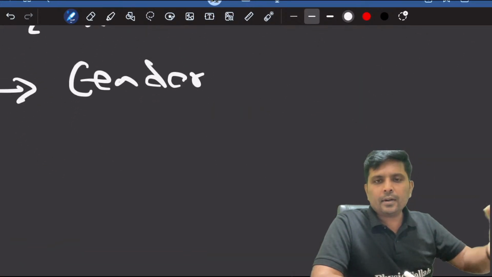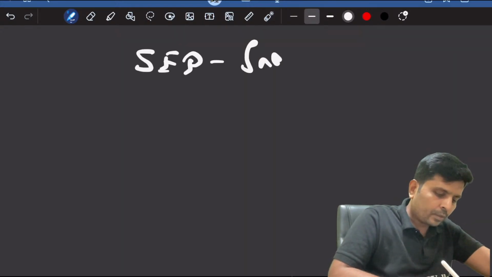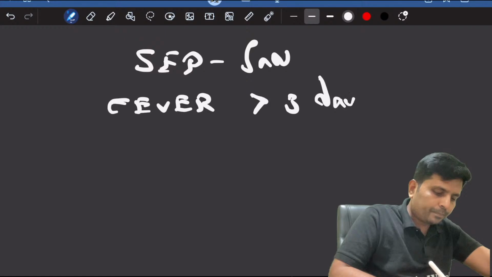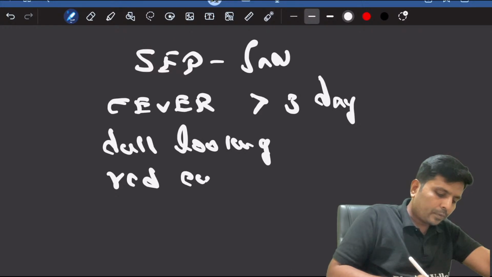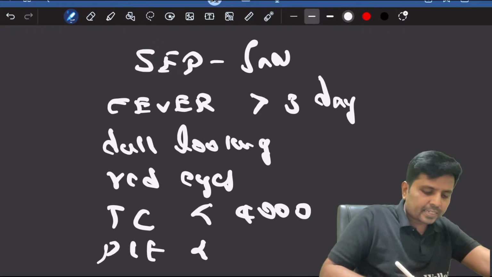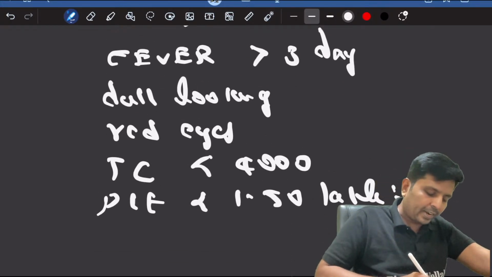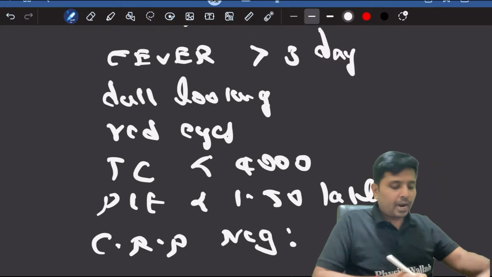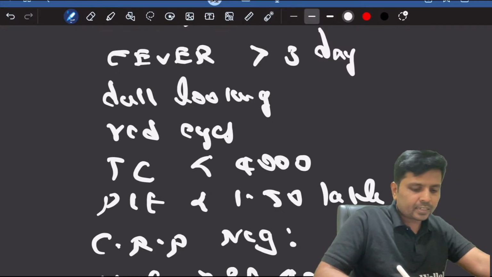So during rainy seasons, particularly in the month of September to January, when you have a child with the fever lasting for more than 3 days and the child is dull looking with red eyes, and if the total count is less than 4,000 and your platelet is less than 1.5 lakhs, along with your CRP is negative, because this is not a bacterial infection, and a hematocrit of more than 38 to 40% is dengue unless otherwise proved.